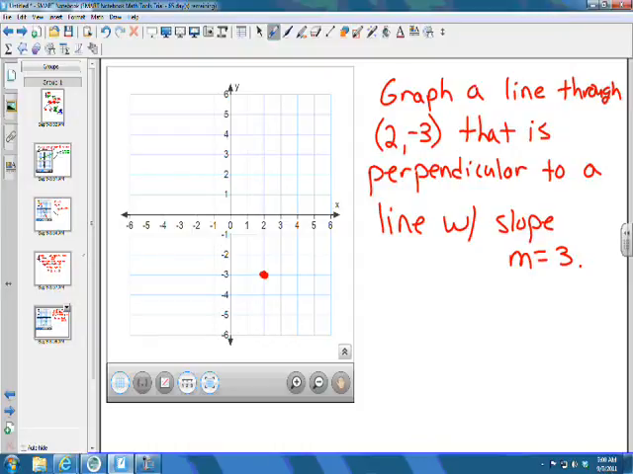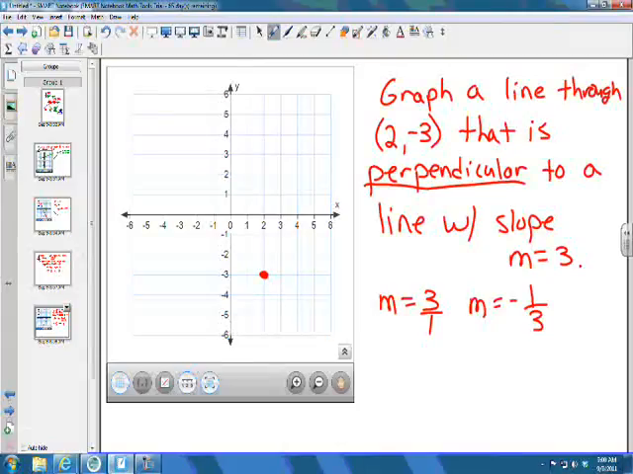We got that point. Now the only problem is we don't know what our slope is. But we know that it's perpendicular to m equals 3. So if we have m equals 3, what would be perpendicular to that? -1/3, because remember, 3 is always over 1. So then we can count our slope. So what should our line do from left to right? Go up or down?